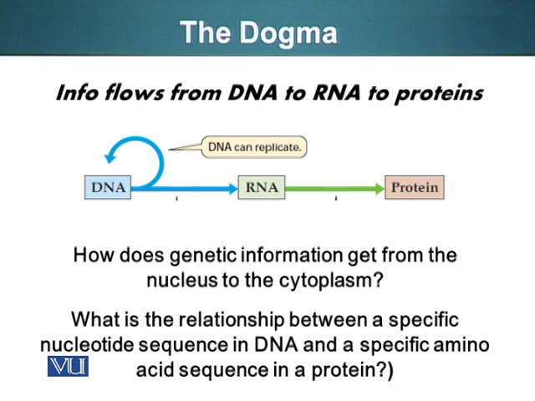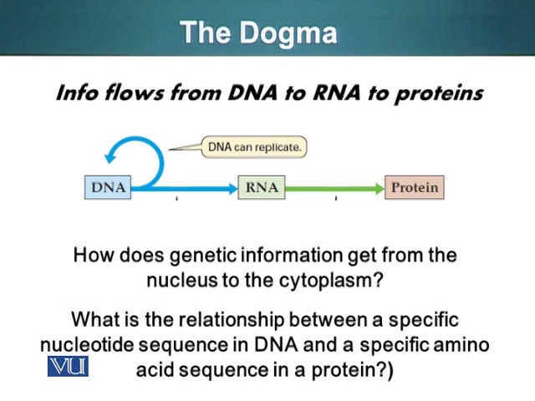Once the information has been passed on to proteins, you cannot retrieve that information. And also, DNA can replicate itself because we need to have continuity of that information for the next generations. So this dogma raised two serious questions.